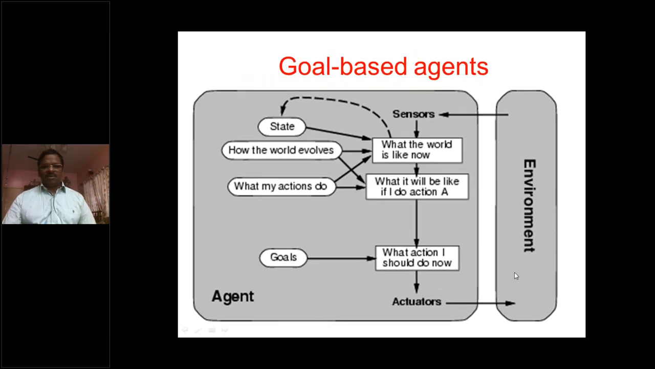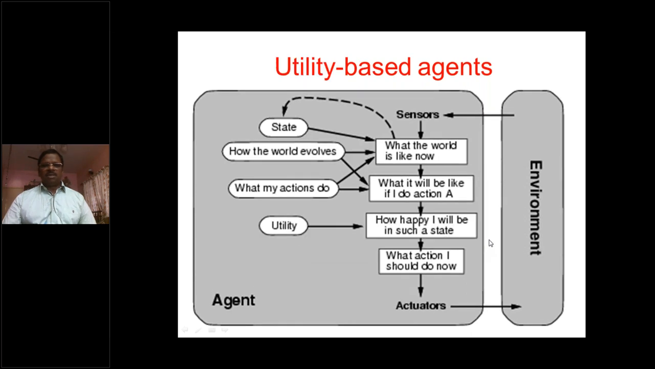Then the goal-based agent: in place of conditions, we can set a goal. How can we achieve the particular goal? Then this goal is activated by means of actuators; this is called a goal-based agent. Then the utility-based agent: how happy will I be in such a state? How am I benefited by using this machine's information processing? By means of user-defined information and user satisfaction, actions are carried out by means of actuators. This is called utility-based.